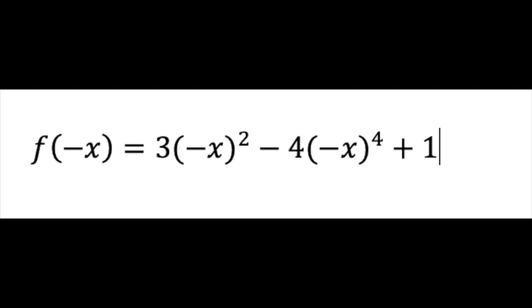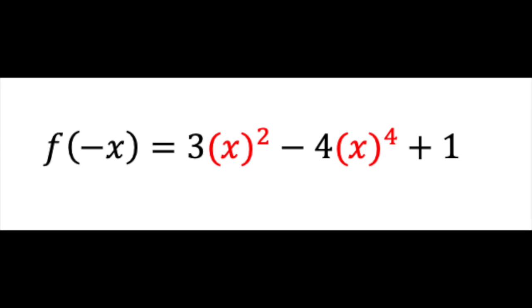Negative x squared will change into x squared. Negative x to the power of 4 will change into x to the power of 4. So here is the result of replacing x with negative x. If you compare this result with the original function f, you will see that this is the exact same function, meaning function f is even.